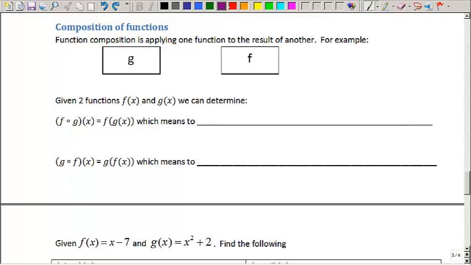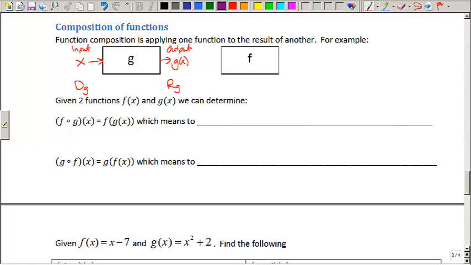Next, we'd like to look at compositions of functions. A function composition is where we apply one function to the result of another. For example, if I take this function g and I am substituting something in for g, we'll say x. When I take x, which is my input, and evaluate it through the function g, we get a result or an output of g of x. Again, my input is my domain of g. My output is going to be my range of g.